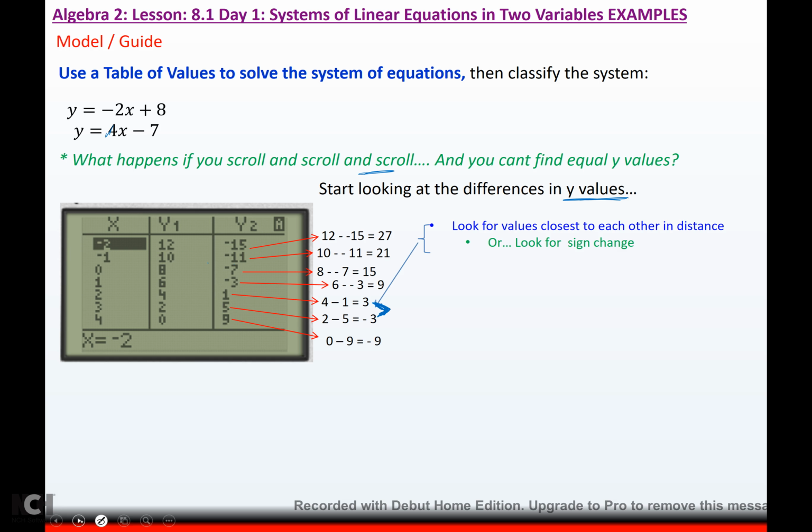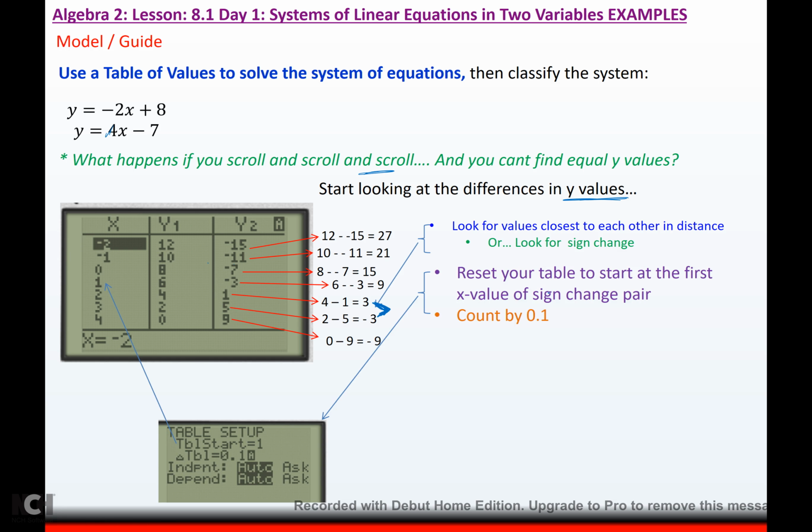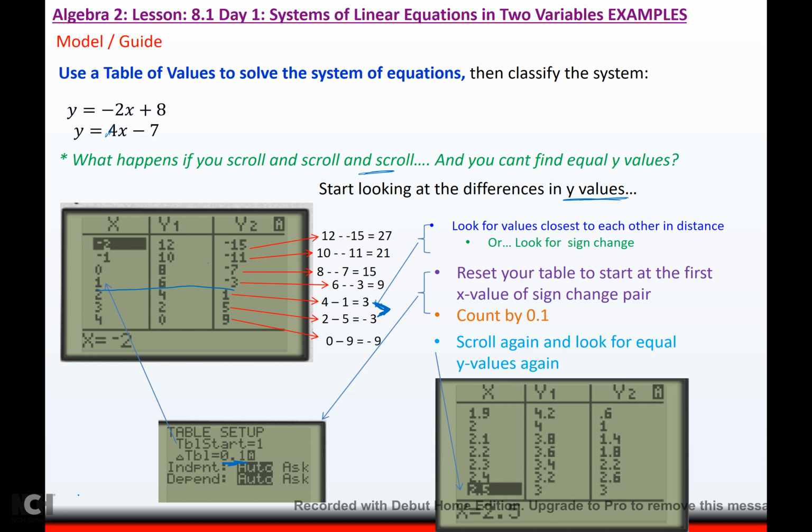So right here, there's a difference in those signs, so I know it's got to be close to there. So what that tells me to do is I'm going to reset my table to start at the first x value, which is this one. Okay, so I'm going to start at 1, and then I told it to count by 0.1s instead of by 1s, because obviously it's somewhere in between there. So then when I go back to table, and I start scrolling, voila, there's equal y terms, but it was at a decimal. So my solution is going to be 2.5, comma 3.